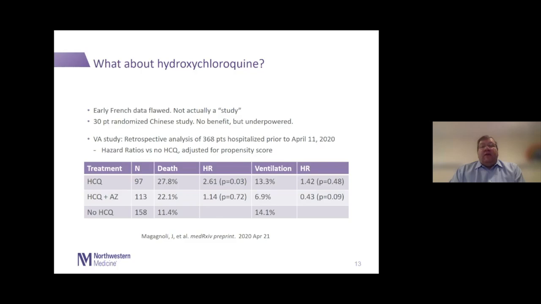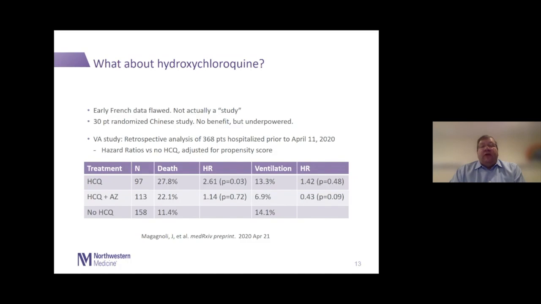The early French so-called study was quite flawed. It wasn't really a study. It compared two groups at two different institutions and concluded that there was benefit of hydroxychloroquine, but a lot of issues with that particular publication. There was a small randomized trial in China that showed no benefit, but the trial was clearly underpowered to see anything.